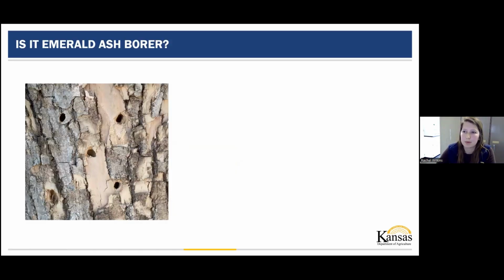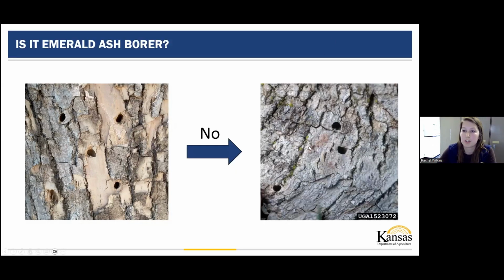All right, so let's say you come across some exit holes, as you can see in this photo. You're trying to decide, is this EAB? Is it not? No, these are actually not emerald ash borer. On the right here, these are the D-shaped exit holes created by EAB. If we look at our photo on the left, these are more oval in shape. Some of them arguably could look D-shaped, but they're really not that clean D shape that we're looking for.